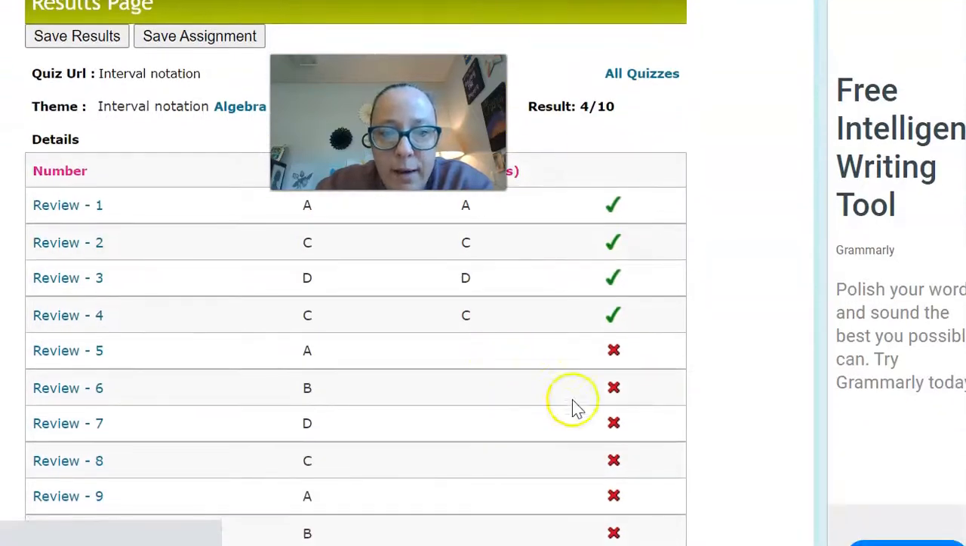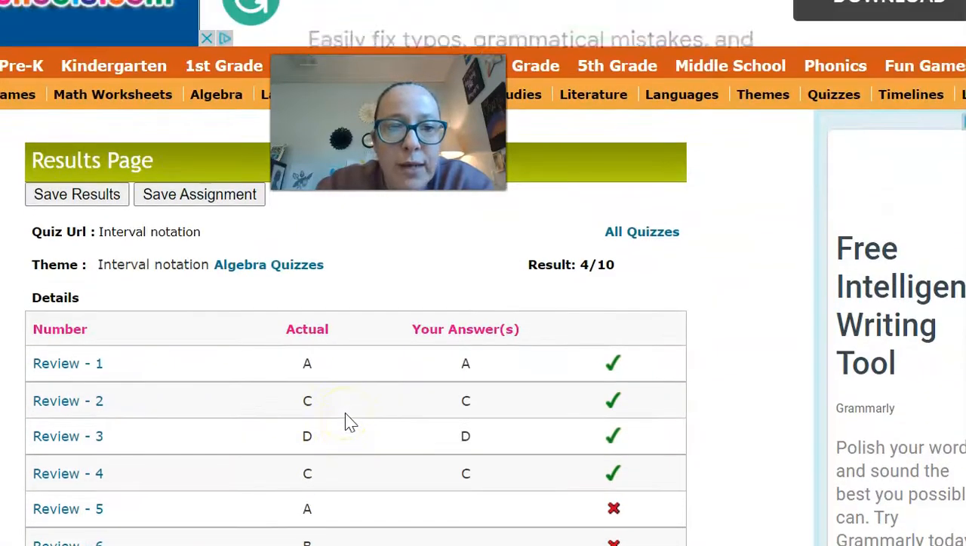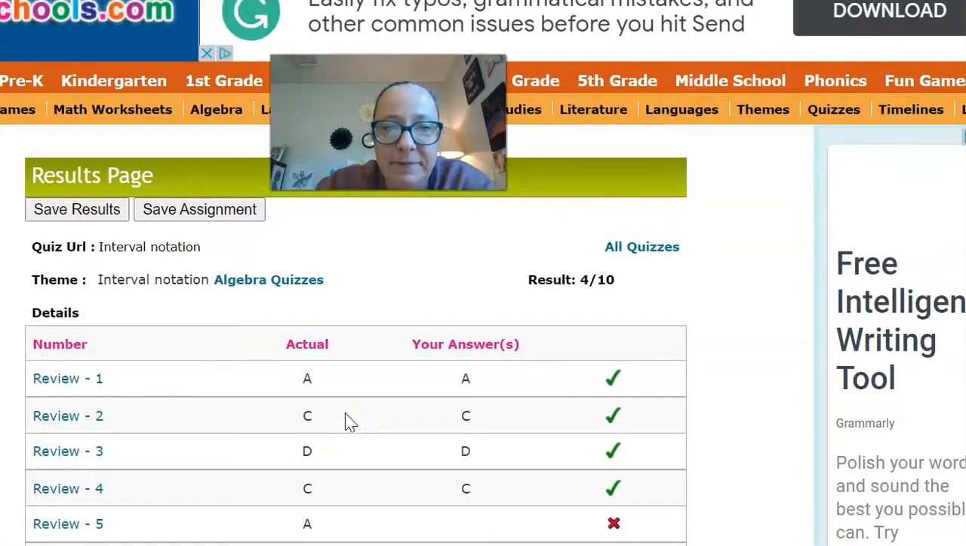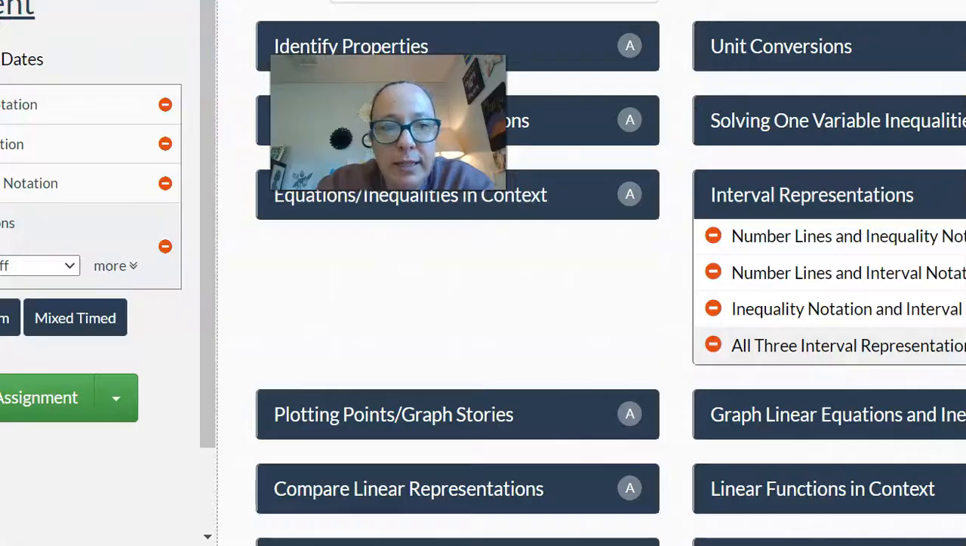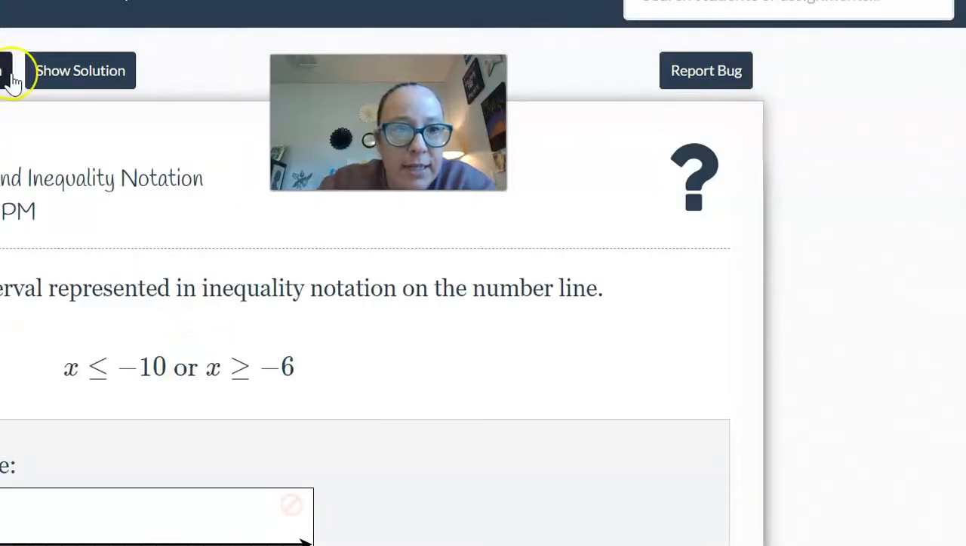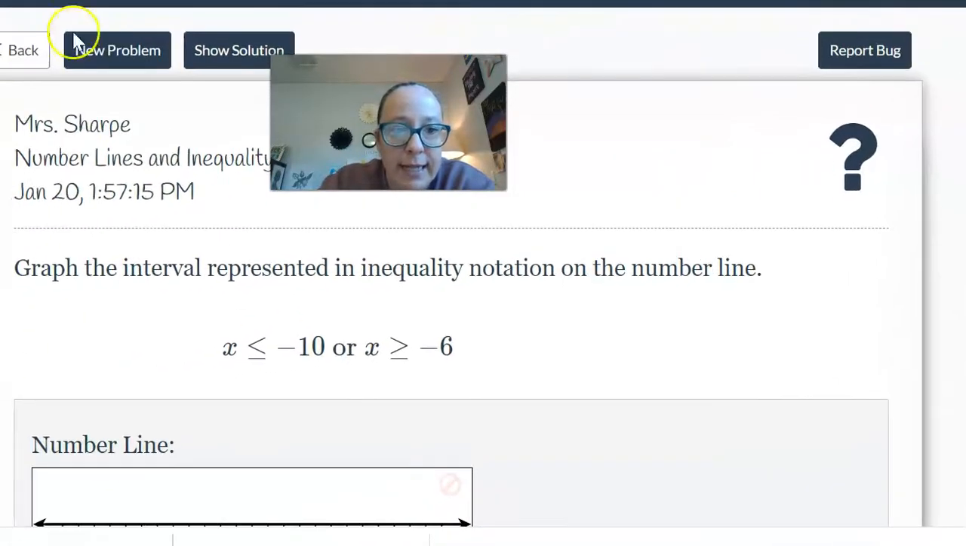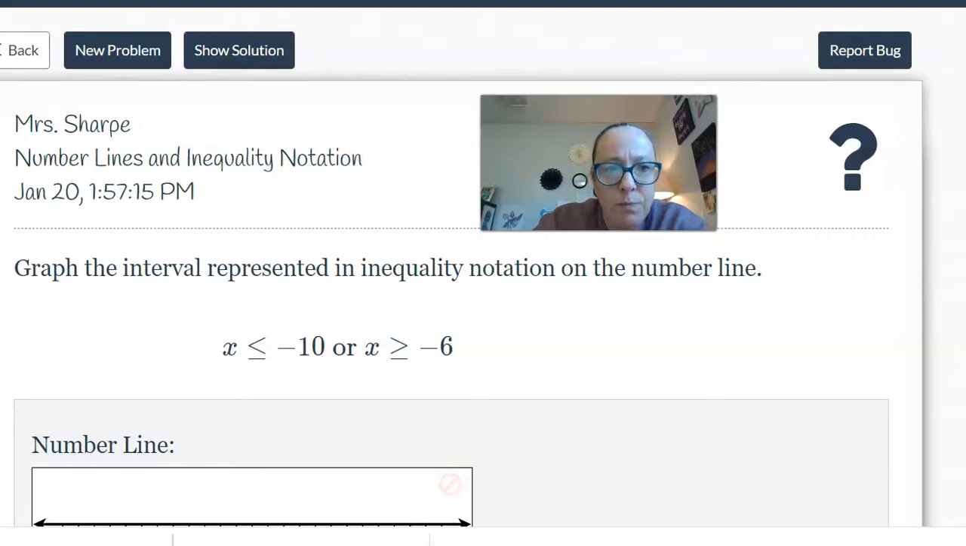Now, if I got them wrong, it's going to tell me the right answer, so I can always go back and try that quiz again. The next thing I want to do is look at the Delta Math. You are going to have questions on Delta Math, so this is a particular question that you may or may not see, and I just want to go over it with you.